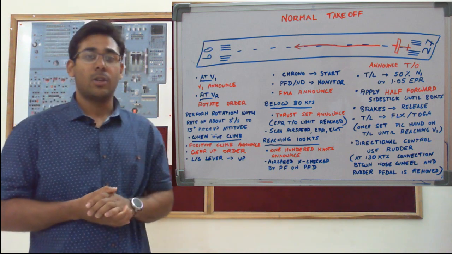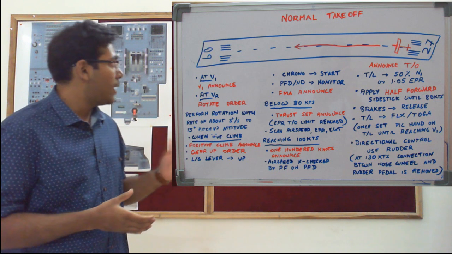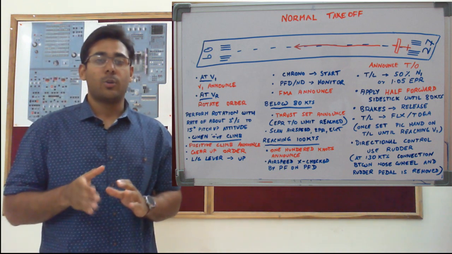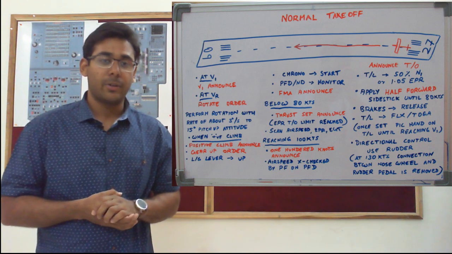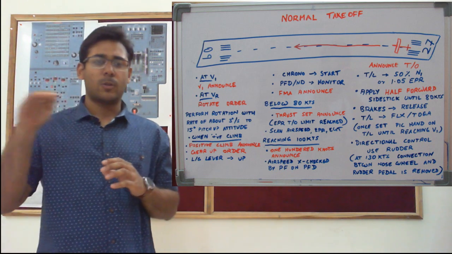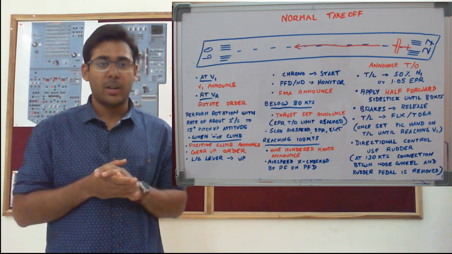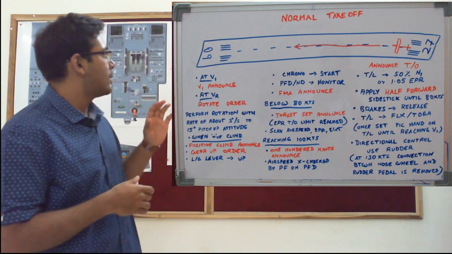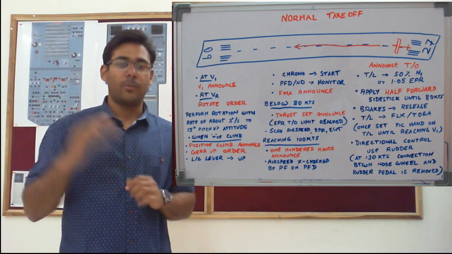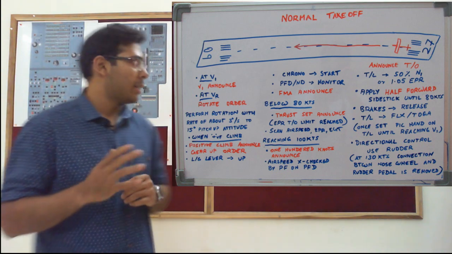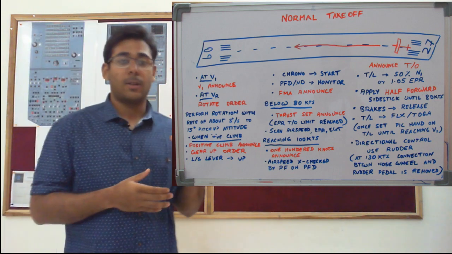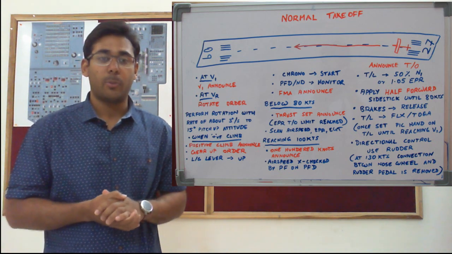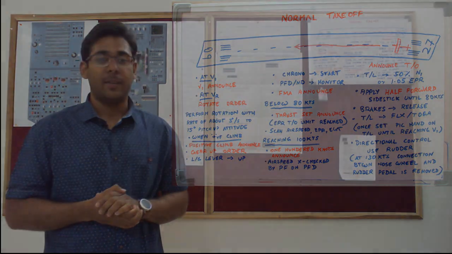At VR, he'll announce rotate, and the pilot flying will perform a rotation of about 3 degrees per second to a pitch up attitude of 15 degrees. And as soon as you lose the horizon, you get your head down, transition to the PFD and follow the SRS orders. As soon as you see the vertical speed increasing, the pilot monitoring will announce positive climb and the pilot flying will request gear up, and the pilot monitoring will select the landing gear lever up.